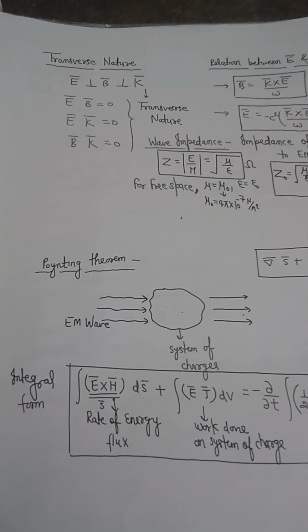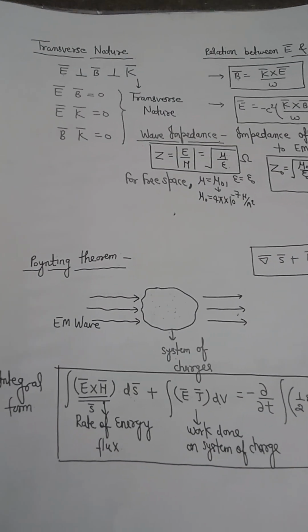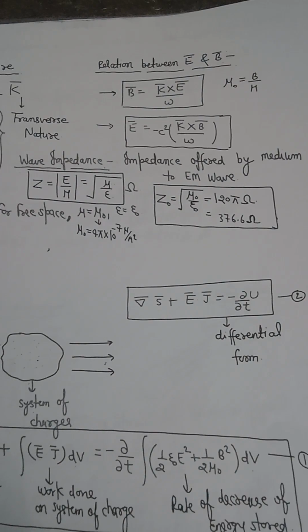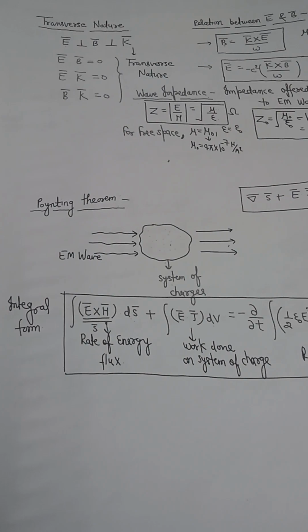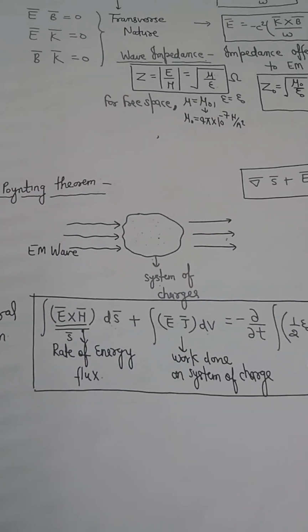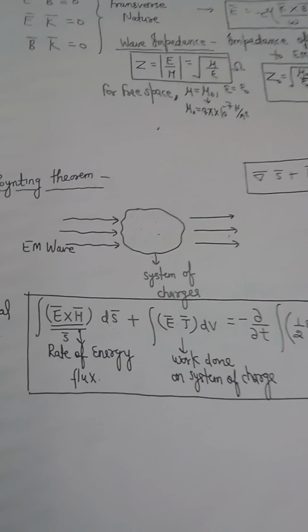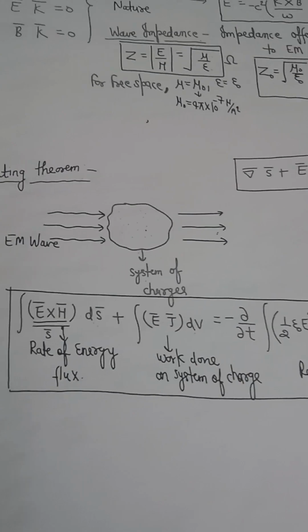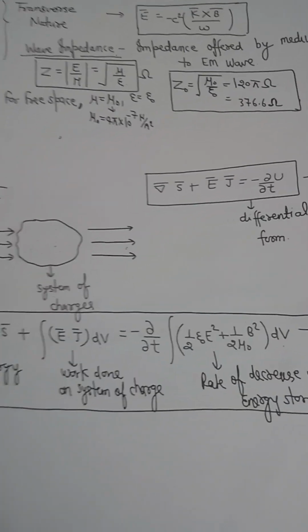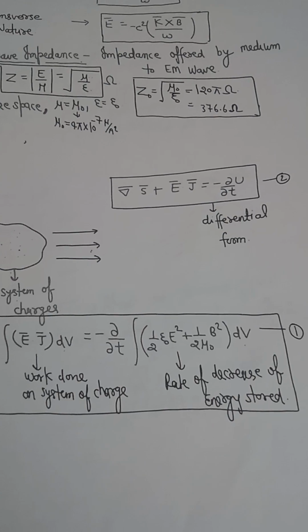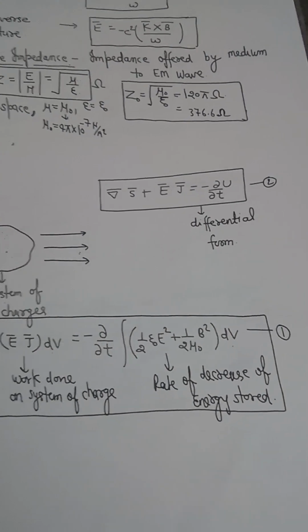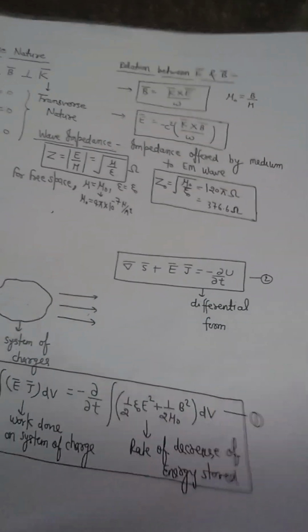When an EM wave is incident on a system of charged particles, it moves them. In differential form, ∇·S = −E·J − ∂u/∂t. In integral form, the closed integral of (E × H)·dS is the rate of energy flux, plus the integral of E·J dV, which is the work done on the system of charge, equals −∂/∂t of the integral of (½ε₀E² + ½μ₀H²) dV, which is the rate of decrease of stored energy.